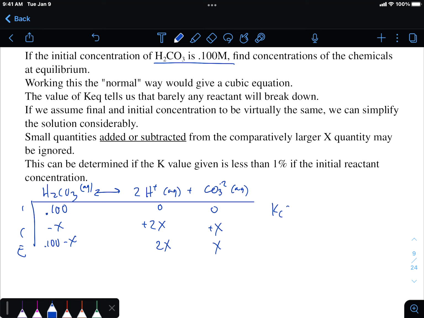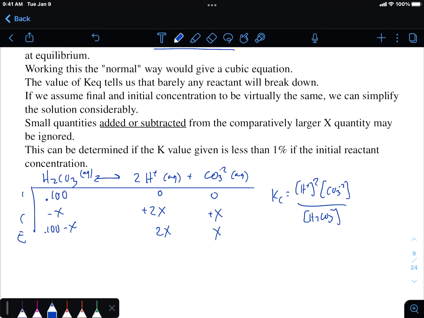So Kc would be H plus squared times CO3 2 minus over H2CO3. And again, states matter. These are all aqueous and therefore they can all be used. Right? If one of these was a liquid or solid, it would have to be omitted.